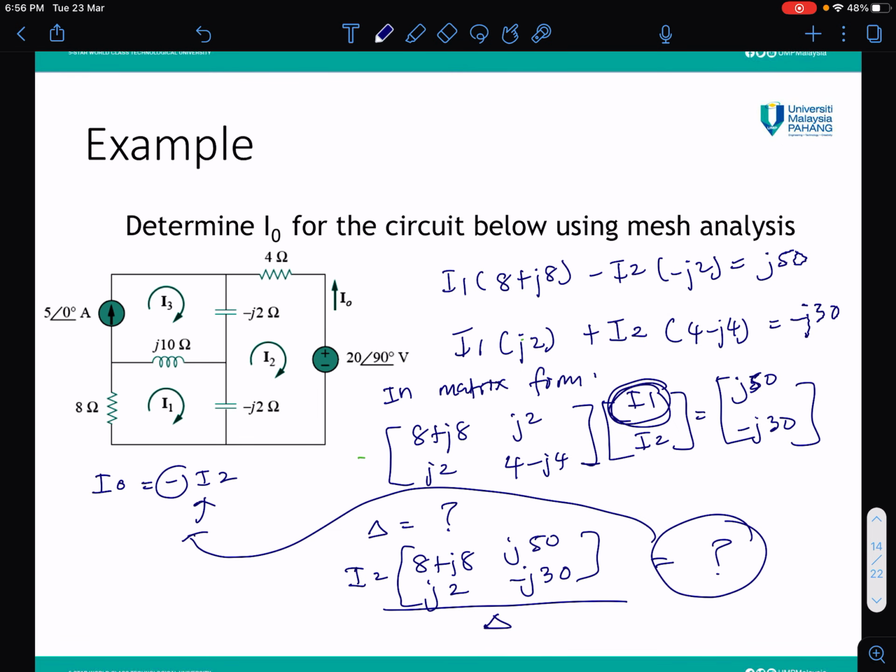I hope you can work out the answers. I already gave the answers inside our slide. Until here is the end of the mesh analysis example, and see you again. Bye.